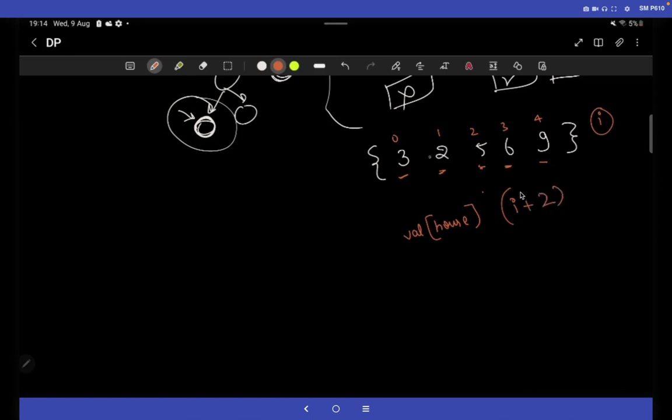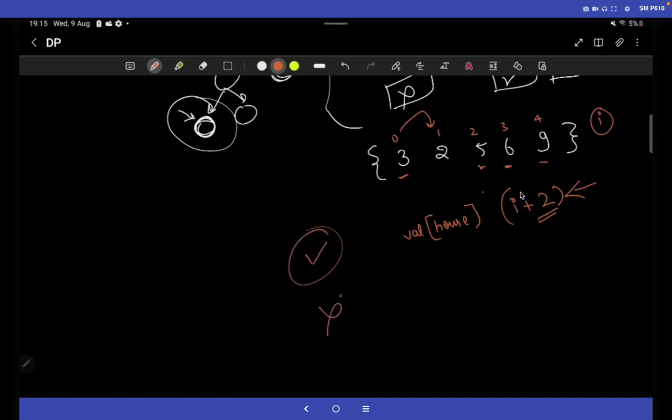Got it? If we increment the index by 1, we will go to the next neighbor, right? We'll go to the next house. So that is the constraint here. We cannot loot the neighboring houses, right? So we must not include this. Because of that, to not include the next house, we are incrementing the index by 2. This is the case when we are including a particular house.